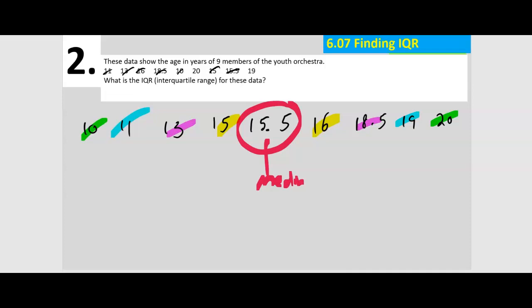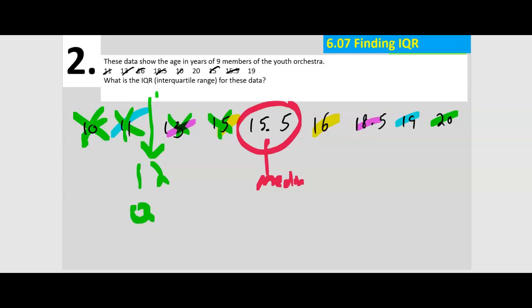Watch this. I'm going to use the same color. Now I'm just going to go green here. Green, green. Am I to the middle yet? Green, green. The middle is going to be in between 11 and 13, which is a nice little 12. There's our Q1. We're halfway there, sort of.